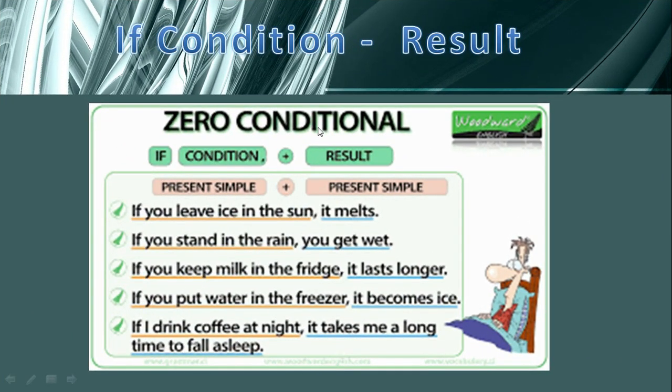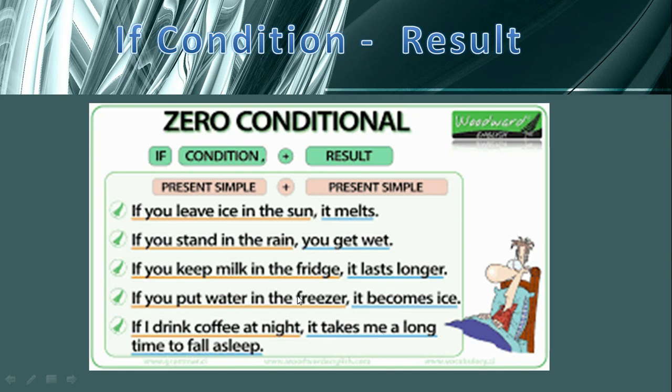Okay, now there are some more examples of zero conditional. You can notice that we have if plus condition, plus result, and both the clauses will be in simple present. If you leave ice cream in the sun, it melts. If you stand in the rain, you get wet. If you keep milk in the fridge, it lasts longer. If you put water in the freezer, it becomes ice. If I drink coffee at night, it takes me a long time to fall asleep.